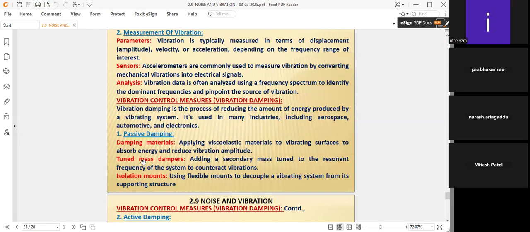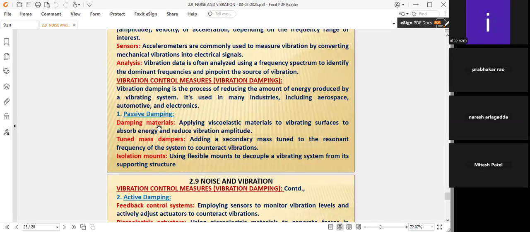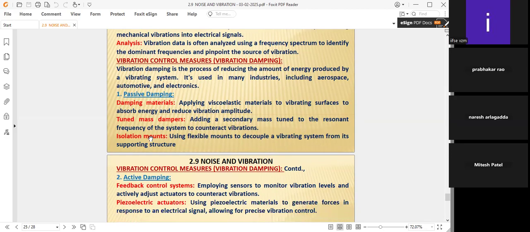The next one is tuned mass dampers, where the dampers will be adjusted so that the sound goes to that area and is not coming to the employees where they are sitting. Or isolation mounts, which use flexible mounts to decouple the vibrating system from its supporting structure. These passive methods reduce noise levels to some extent, only reducing the dominant noise levels. Only passivation is there.